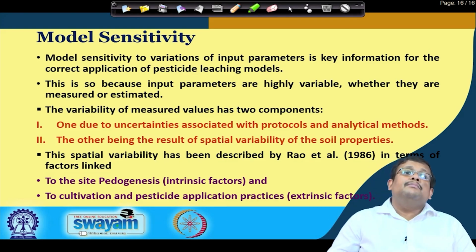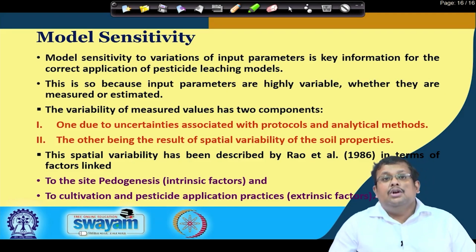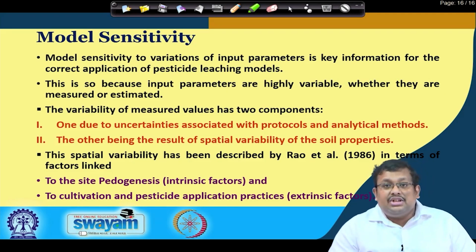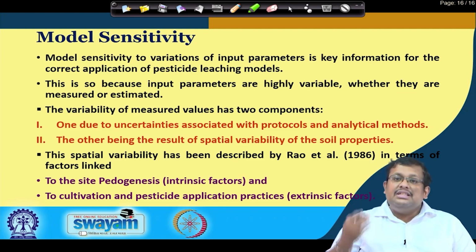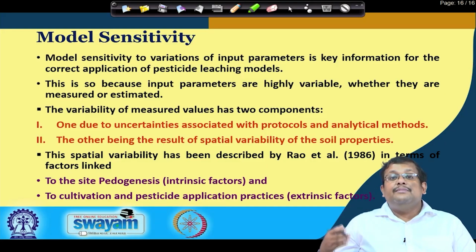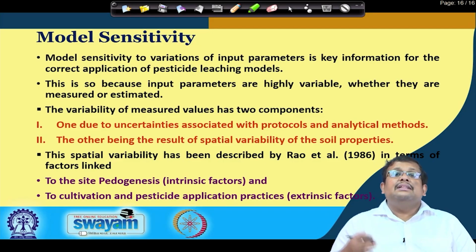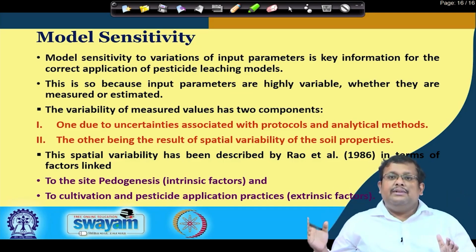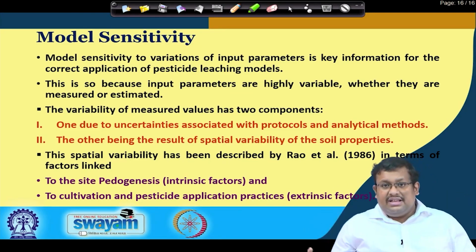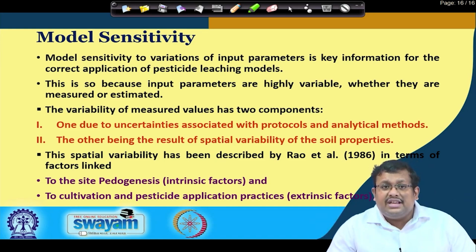Now, the variability of the measured values has two components. One is due to the uncertainties associated with the protocol and analytical methods. So, when you measure those parameters, there may be some mistakes during the measurement. That is the uncertainty associated with the protocol of analytical methods. The second is the result of spatial variability of the soil properties. Due to the spatial variability of the soil properties, there is also wide variation. So, this is also a source of variability.